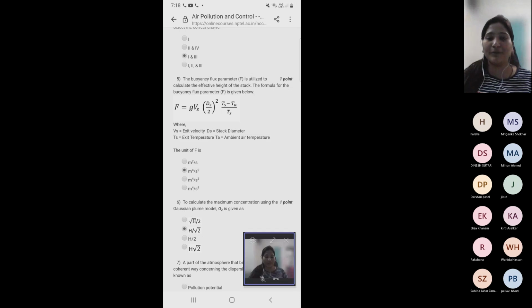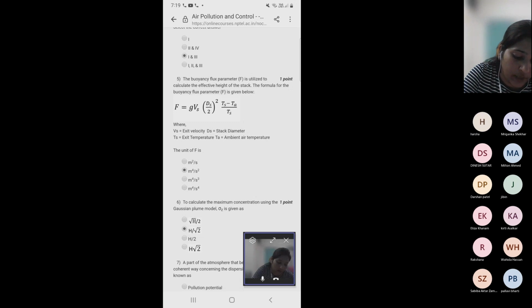Sometimes you don't have to know the correct answer or the explanation. You can just see the options or use your common sense. For example, what is given as F is equal to g into Vs ds by 2 whole square, multiplied by Ts minus Ta divided by Ts. Why not you guys solve this question along with me? Here, in the numerator the temperature is subtracted, and then it is divided by the temperature. So this will have no units, the temperature part, correct?